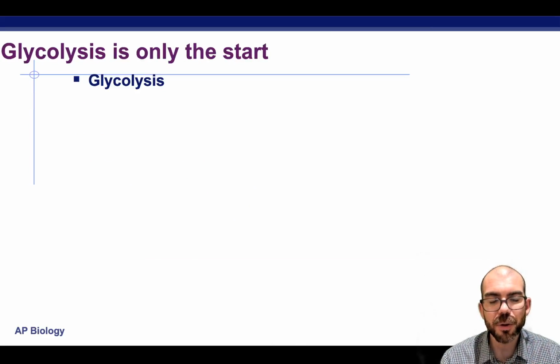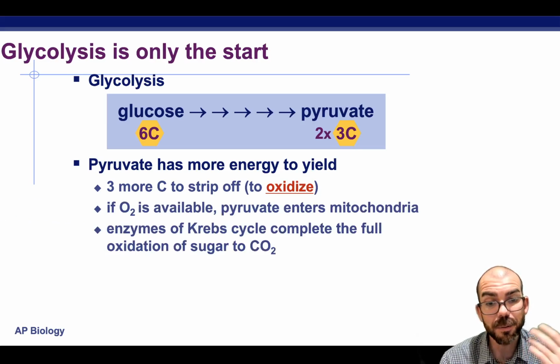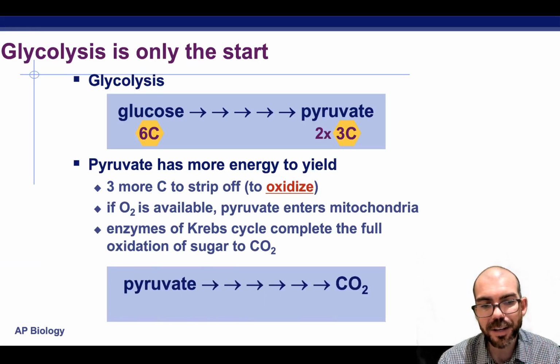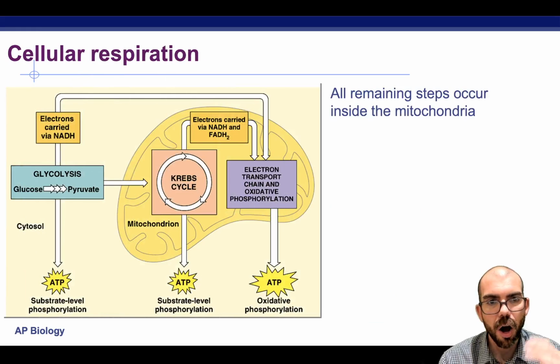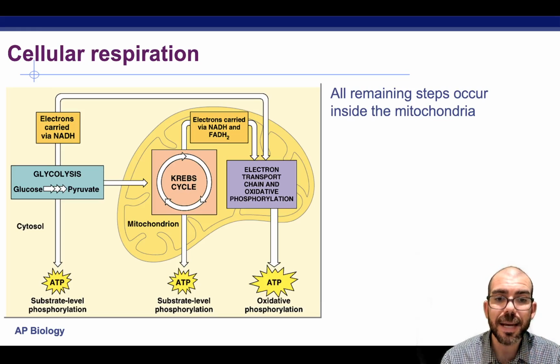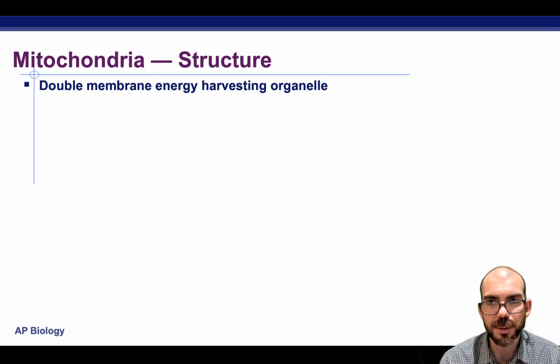So glycolysis is only the start. Now we can do more oxidation. Specifically, we can rip those carbons off of the pyruvates, and if we have oxygen, use that to harvest even more energy. For what I'm going to cover from here on out, I just want to mention that the remaining steps occur inside the mitochondria, so it only occurs in eukaryotes. It does not occur in prokaryotes.